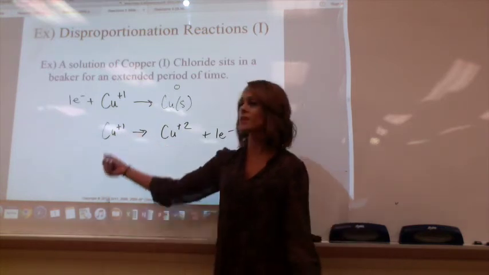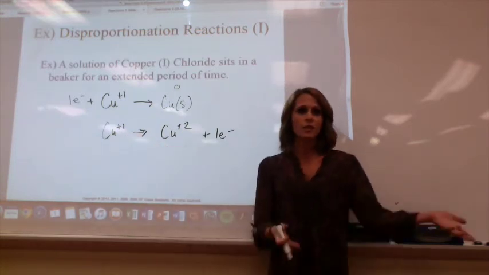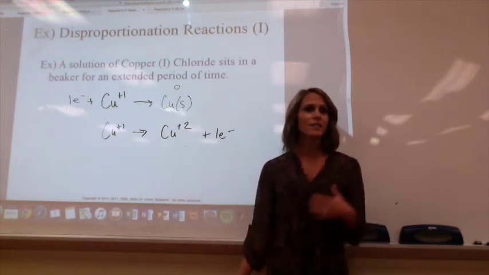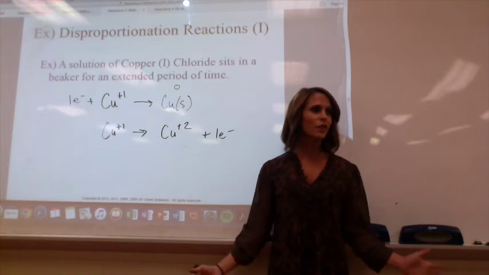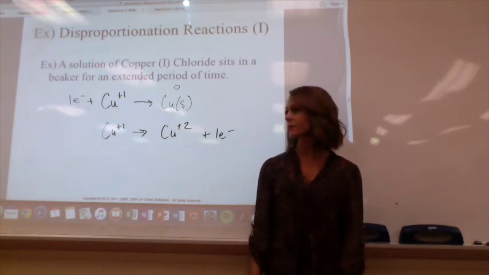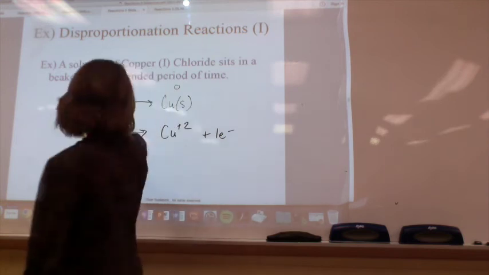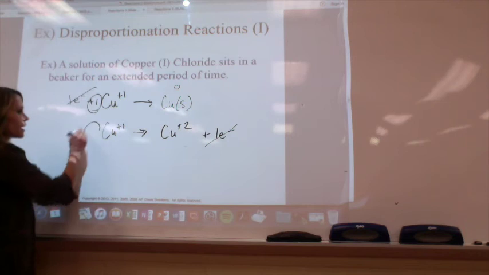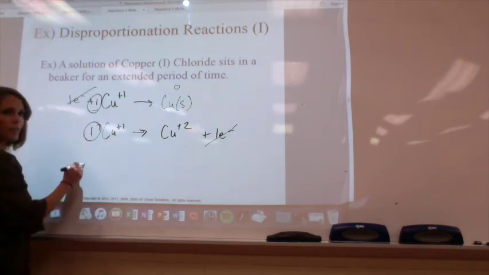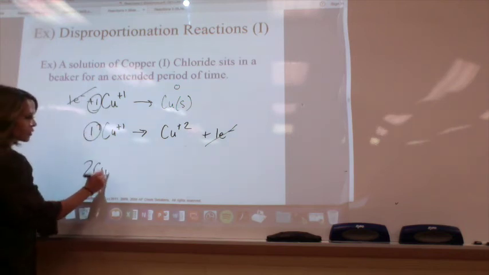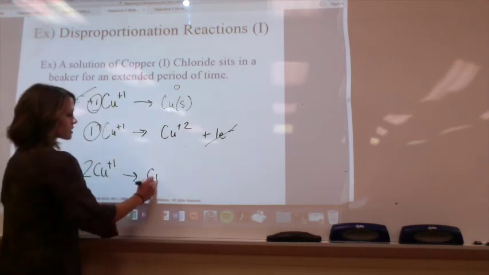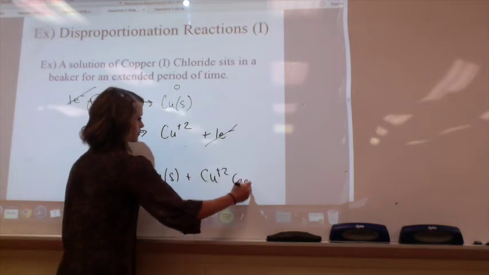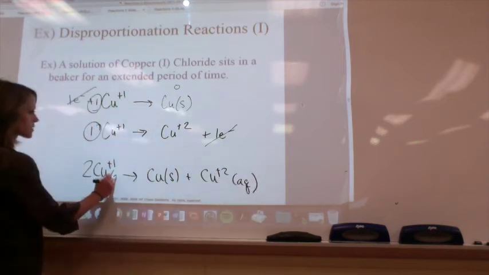Because it's the only thing sitting in the beaker, some of it does this and then some of it does that. And how much it does, I don't really know. There's ways to figure that out, but we're not going to talk about that right now. So our 1 electron cancels. And then, look, there's 1 here and 1 here. So how many total does that give me? 2 Cu plus 1 goes to Cu solid plus Cu plus 2 Aq. And this was aqueous also.